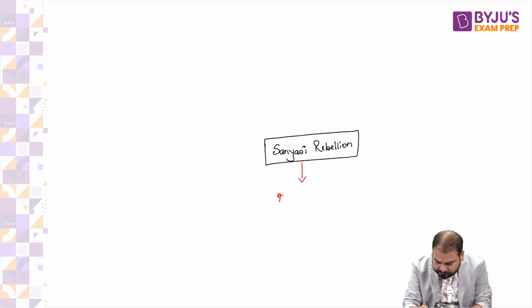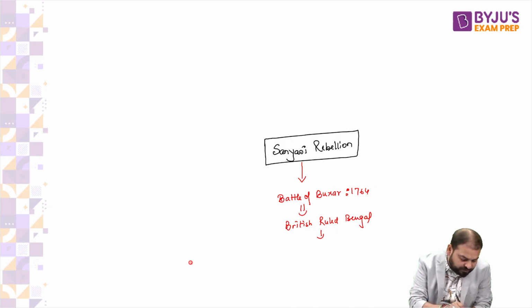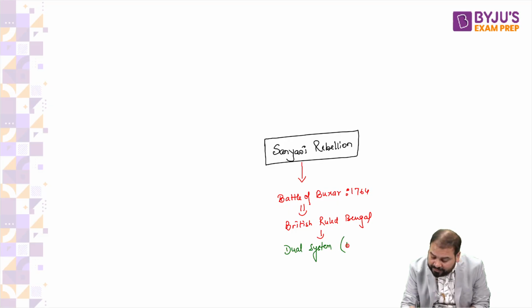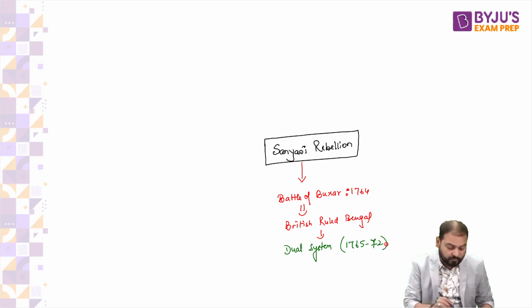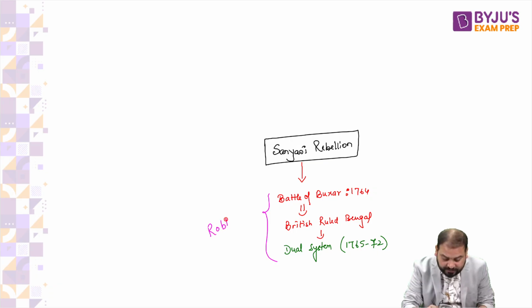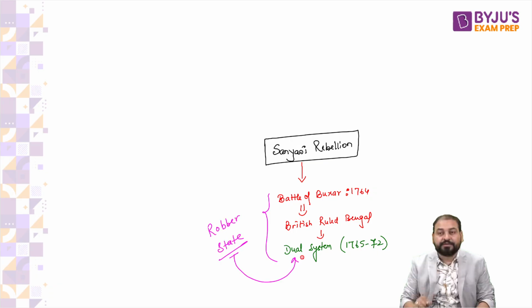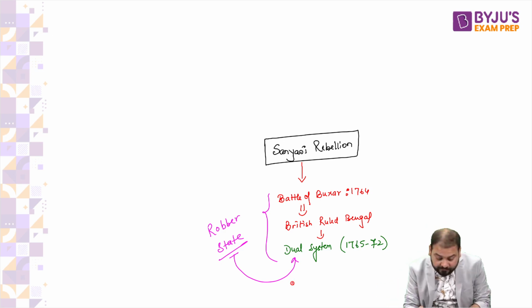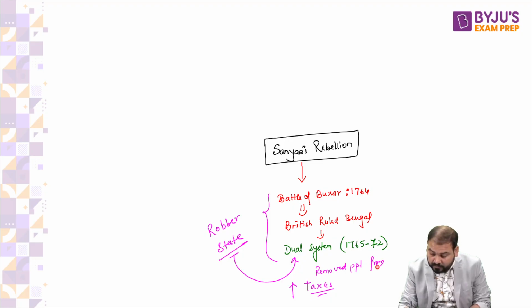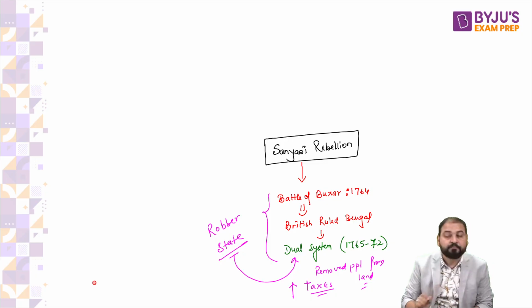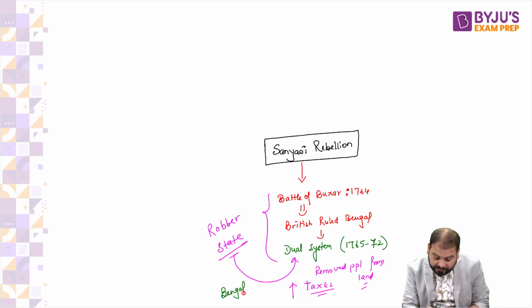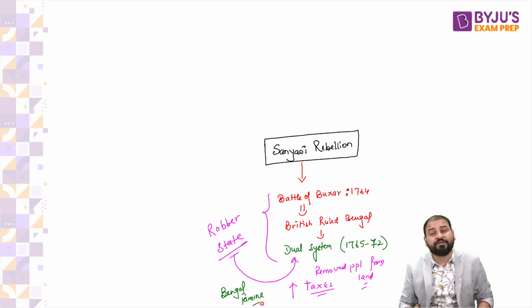Good. See, please understand. Battle of Buxar happened in 1764. You all know, after this British ruled Bengal, we have not studied, but then they brought dual system for the next 7 years. All of you, some commentators say this is nothing but a robber state. That means the Britishers were only looting people. They increased taxes. They removed people from land. You all studied it in the famine chapter, saw one of the worst famines in those days.